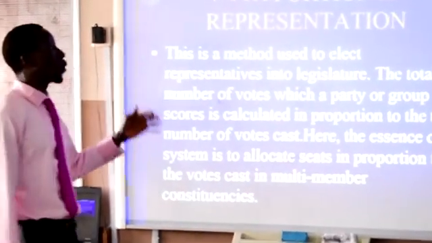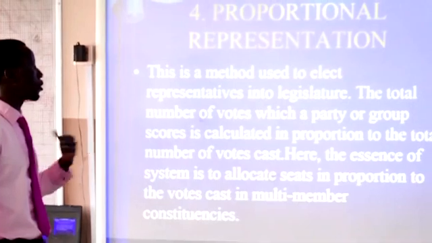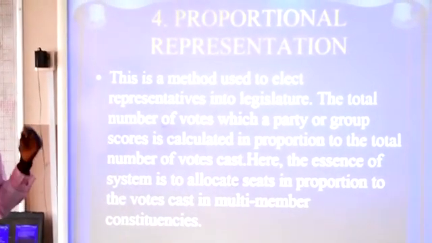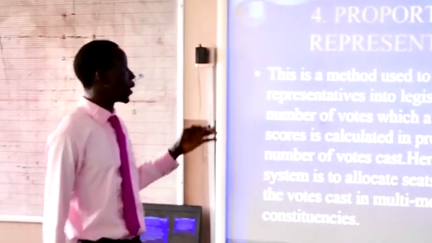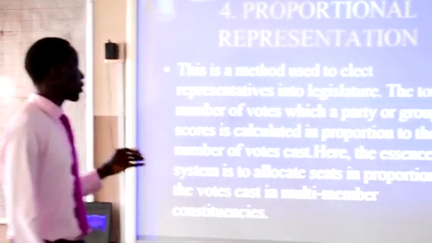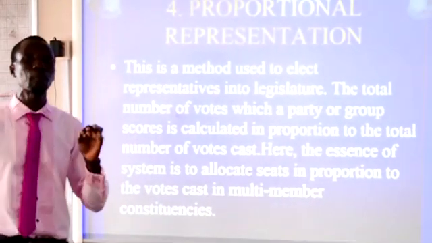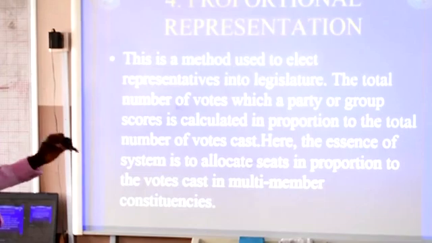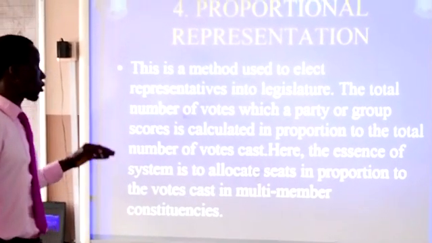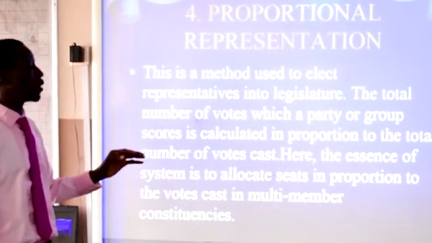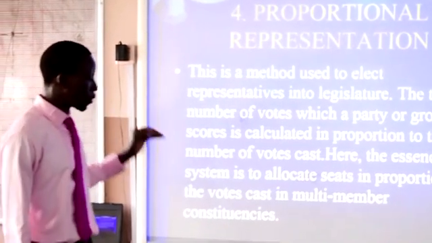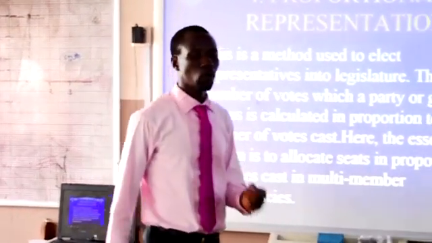We said proportional representation is a method used to elect representatives into the legislature. The total number of votes which a party or group scores is calculated in proportion to the total number of votes cast. Here, the essence of the system is to allocate seats in proportion to the votes cast in a multi-member constituency. Now let's look at this example.